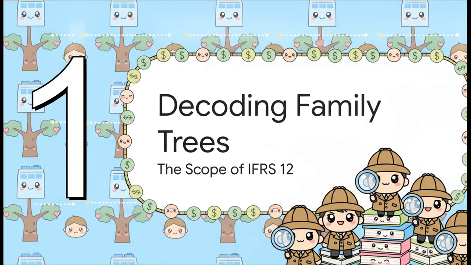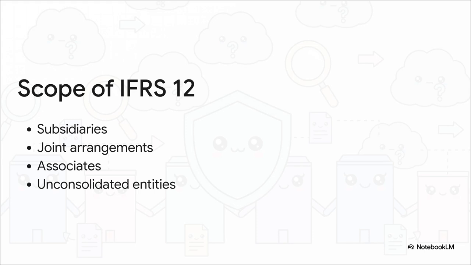Section 1. Decoding corporate family trees, or the scope of IFRS 12. We really need to figure out exactly who the relatives are in this corporate structure. So IFRS 12 casts a really wide net. It applies to entities that have an interest in four main groups: subsidiaries, joint arrangements, associates, and unconsolidated structured entities. Now, there are a few very specific exceptions, like post-employment benefit plans, which actually fall under IAS 19, or certain interests handled by IFRS 9 financial instruments. But honestly, for the vast majority of corporate relationships, these four buckets are your primary targets for investigation.